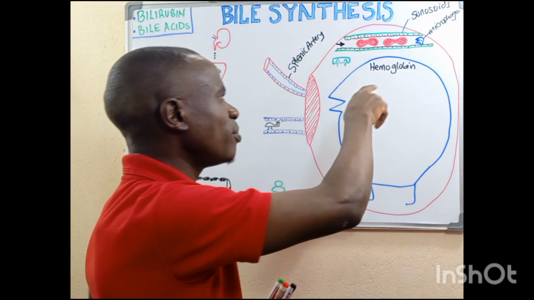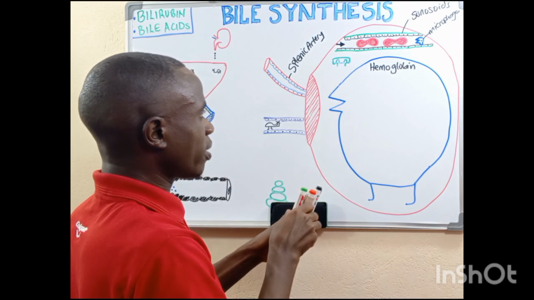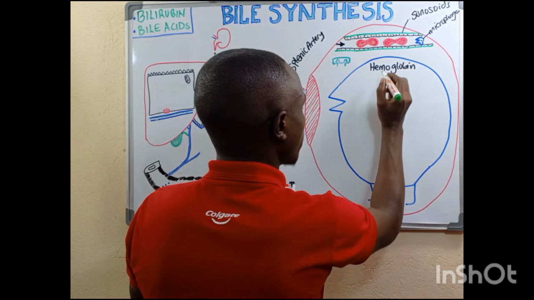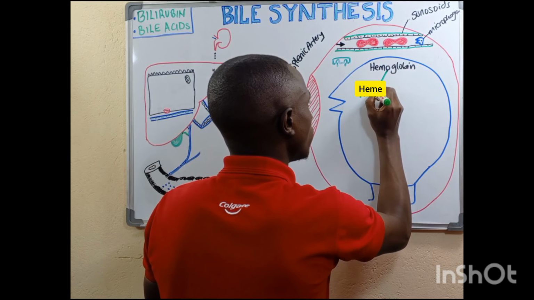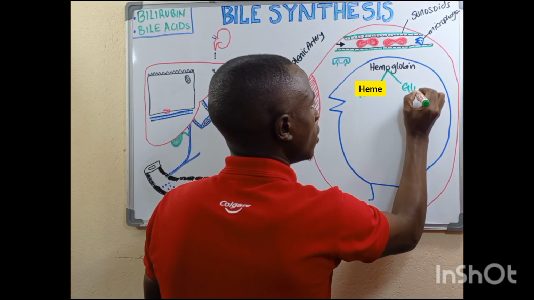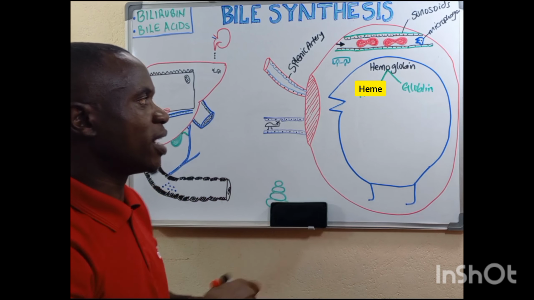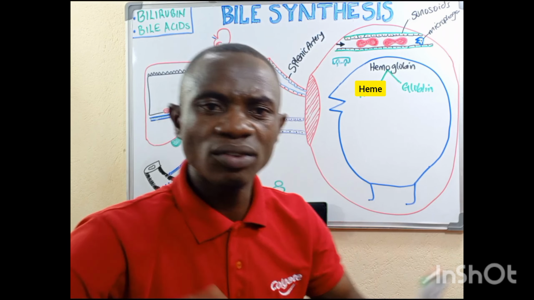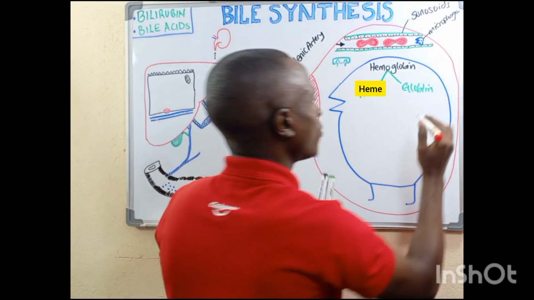So now, when this hemoglobin is further broken down, it is going to be broken down into two components: heme and the globulin. Now, the globulin is a long chain of amino acids. So now it can even get further broken down.